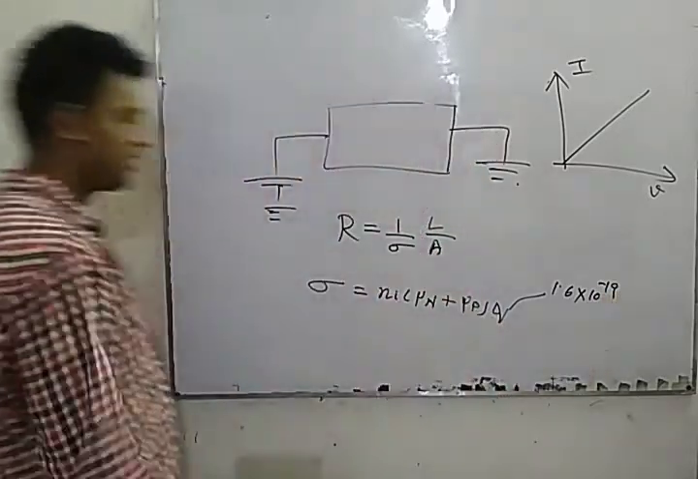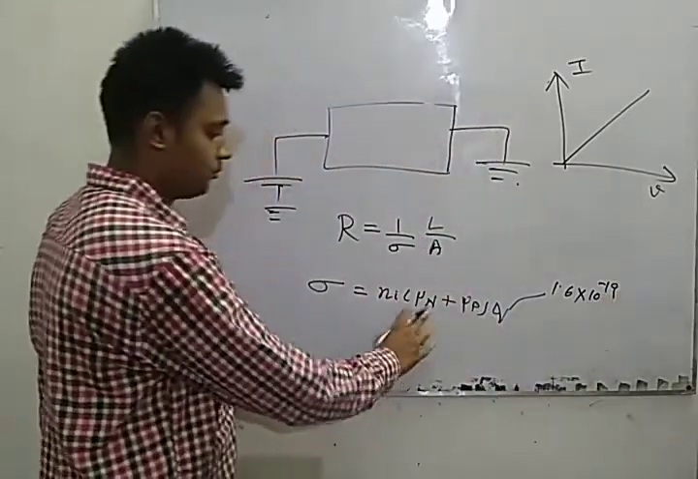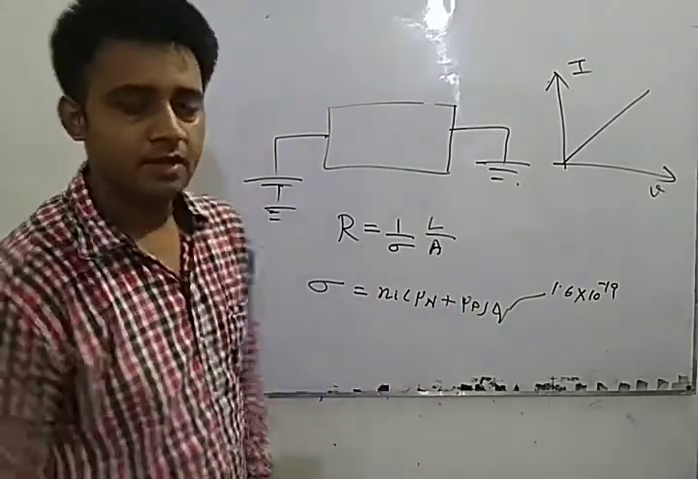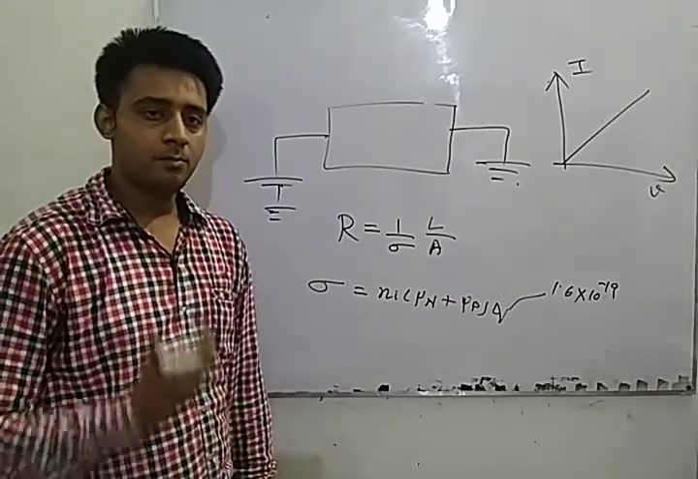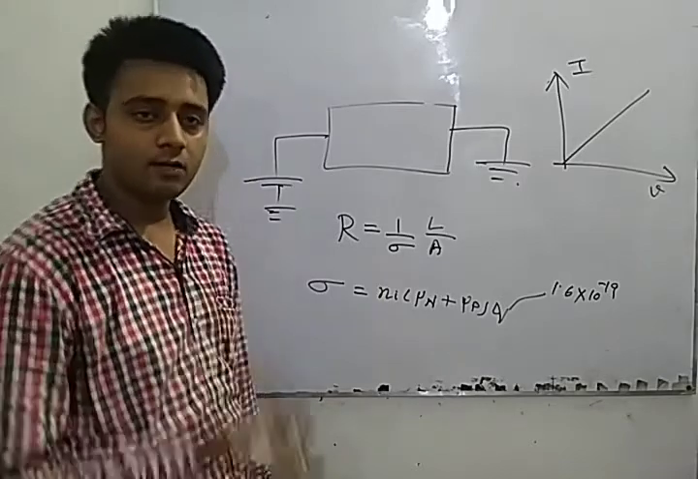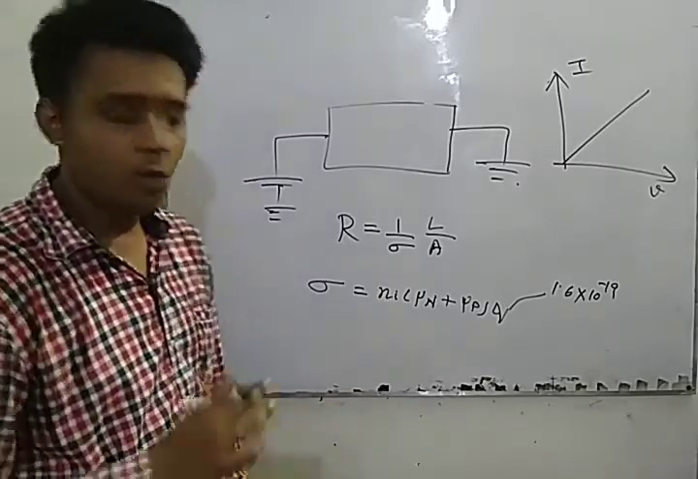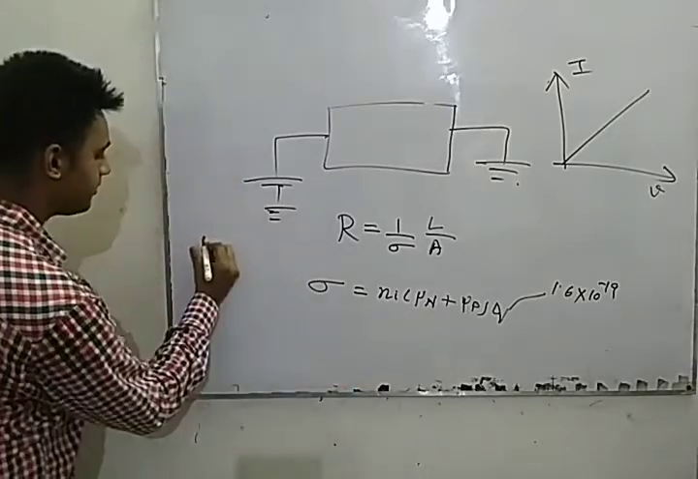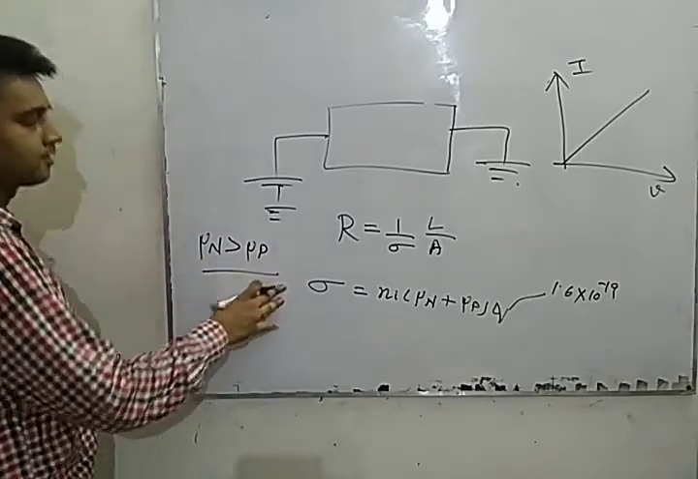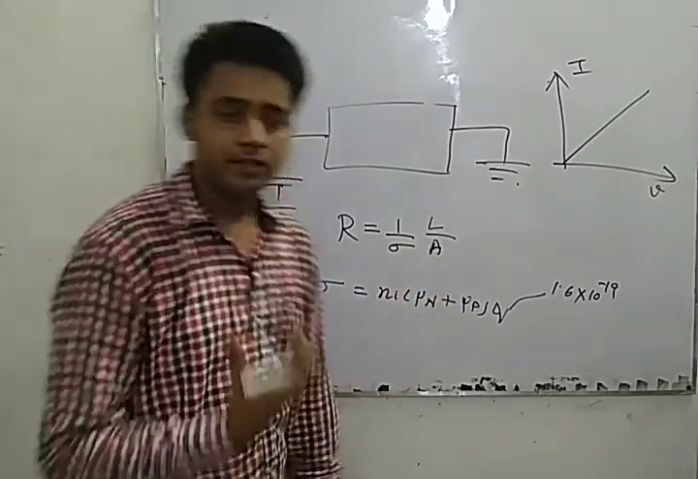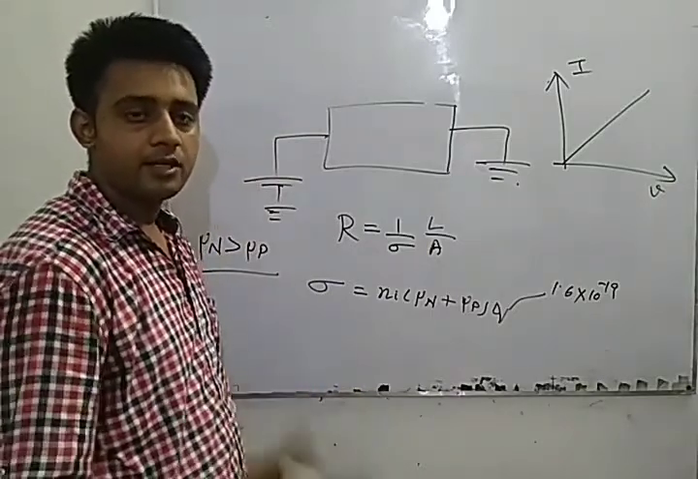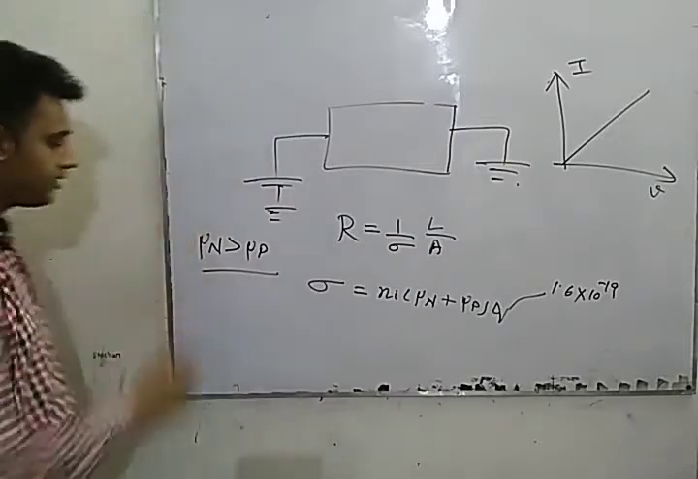So here the value of mu n is greater than the value of mu p. That is the main reason behind the preference for electronic devices in which the current is due to the electrons rather than the current due to the holes. The value of mu n is always greater than the value of mu p. That's why we prefer NMOS over PMOS, or the NPN BJT rather than the PNP BJT. The only reason is the mobility.